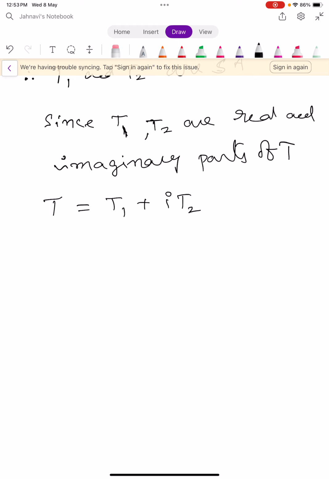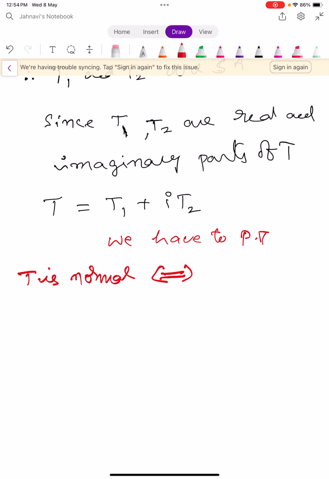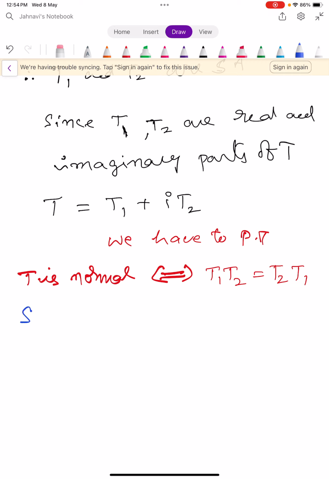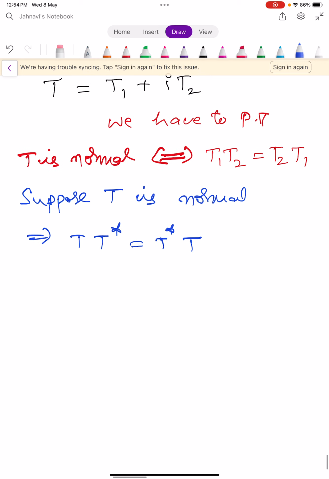Now, this is the concept. Our aim is to prove that T is a normal operator if and only if these real and imaginary parts commute. It means T1 T2 is equal to T2 T1. Suppose T is normal. First part. Suppose capital T is normal. If capital T is normal, then what we have? T into T star is equal to T star into T.